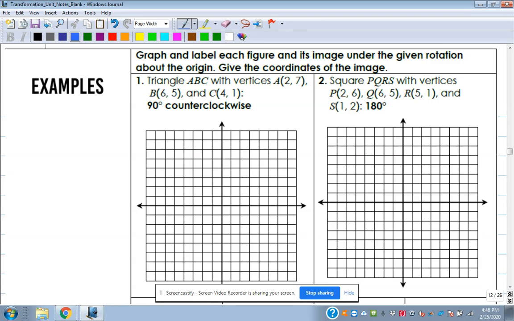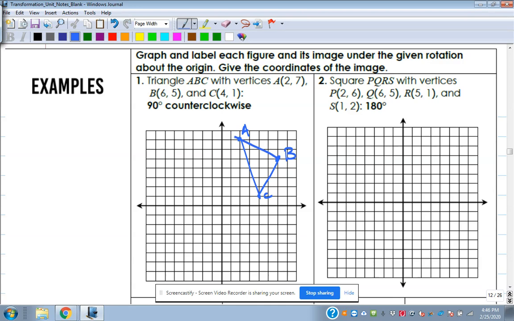So all right, examples. Let's do a 90-degree counterclockwise rotation on a triangle ABC. So I'm going to put my pre-image A at 2, 7, B at 6, 5, and C at 4, 1. And I'm going to draw that. I miscounted on my B again. My eyes are not doing too well. That's pretty good. All right.